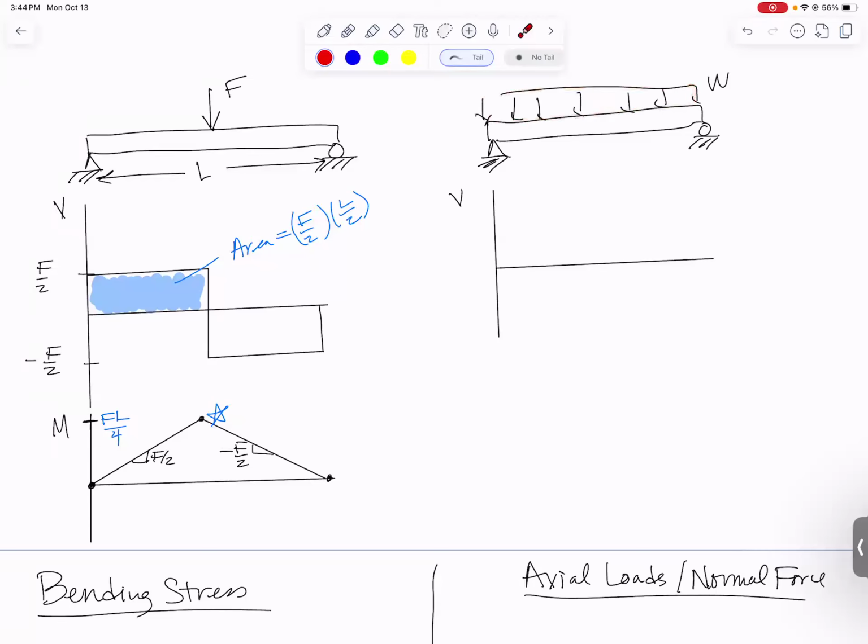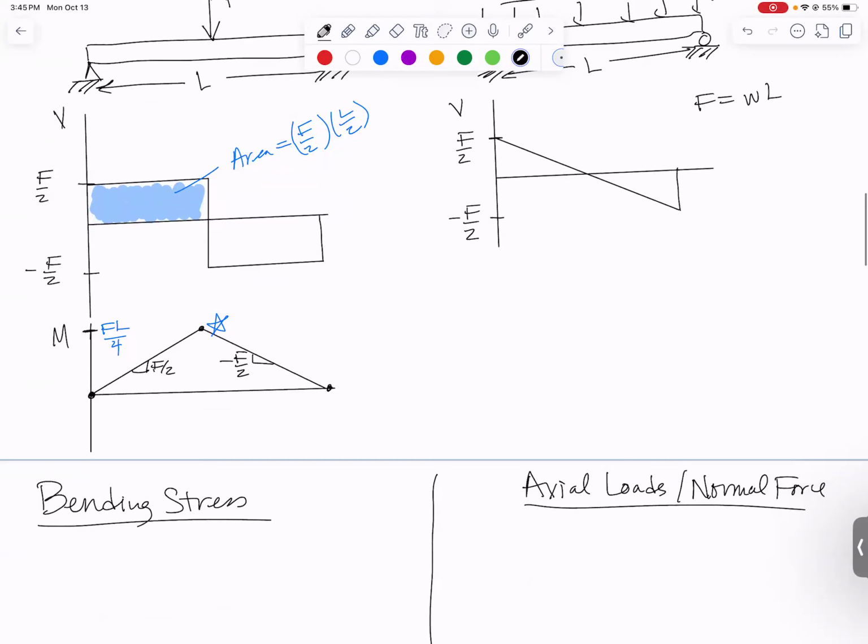And now what's going to happen is we have a constant downward slope of W. And at the end of the beam, we should end up down at minus F over 2, and we're going to come right back up. And F, in this case, would be equal to W times L, if L is the length of my beam. And so my shear force diagram looks like that.